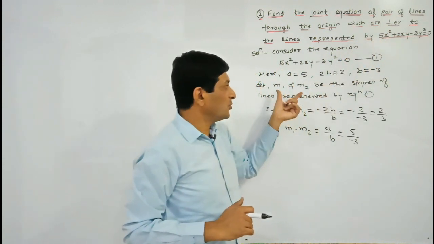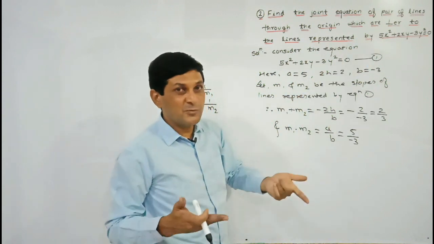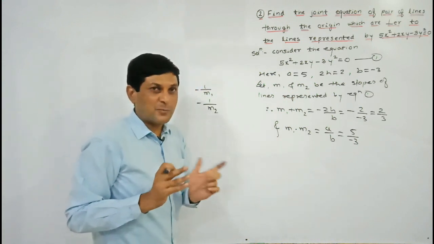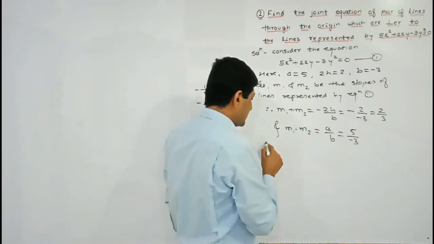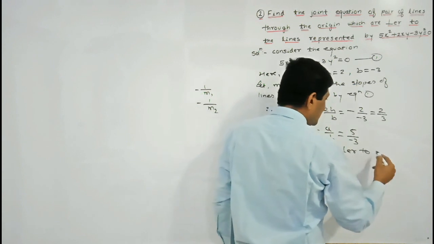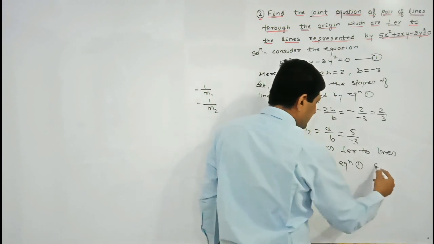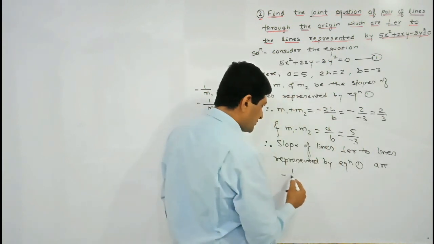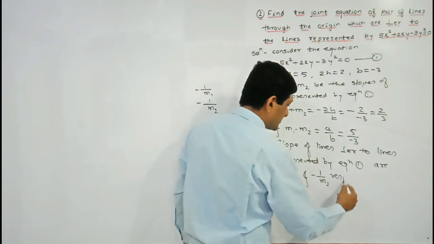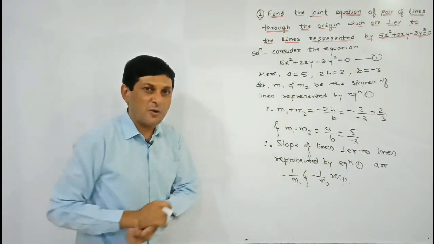The slopes of the two lines represented by this equation are m1 and m2, so the slopes of their perpendicular lines are minus 1/m1 and minus 1/m2. So that's why here we can say that the slopes of the lines perpendicular to the lines represented by the equation are minus 1/m1 and minus 1/m2 respectively. Now the slopes are known to us. Now using these slopes we are trying to find the equation of our required lines.